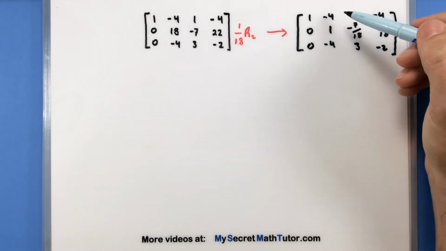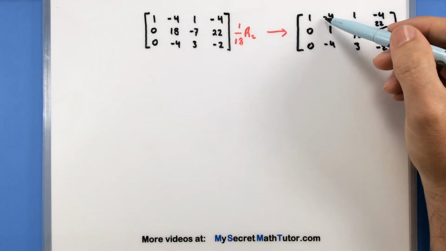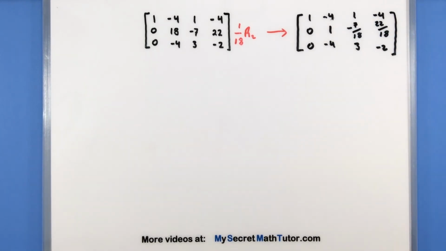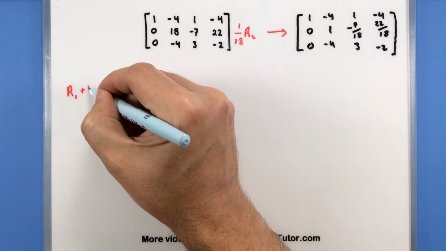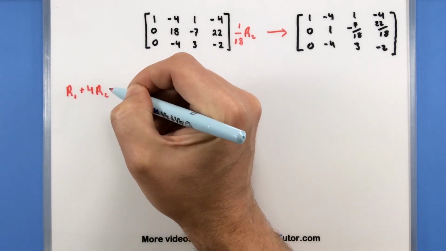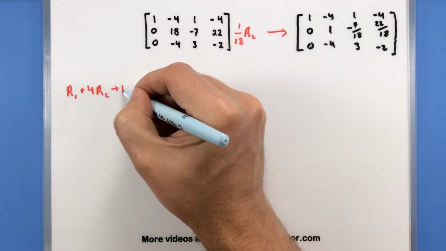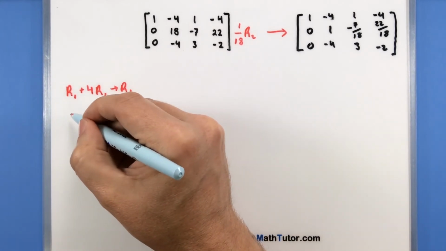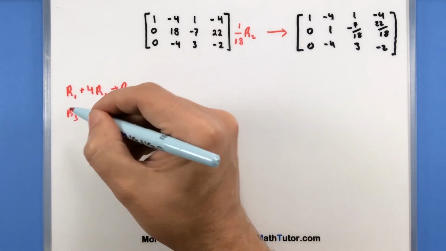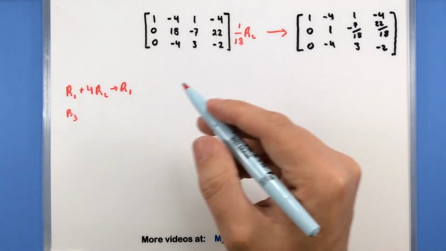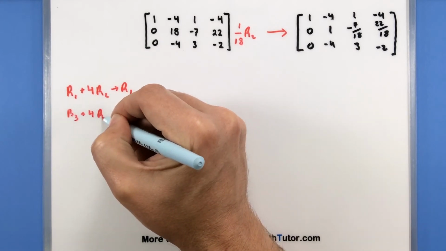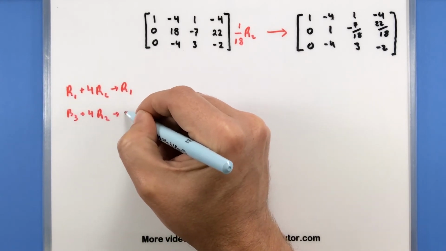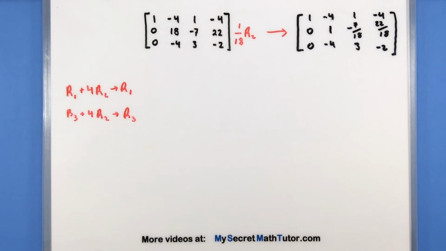Now we have to get zeros everywhere else in the column. That means above the 1 and below the 1. Let's see how we're gonna get those zeros in there. So I can take my first row here. Maybe I'll add 4 times row 2. That seems like a good idea. And that'll become my new row 1. We can also look at row 3. Yep, row 3. And essentially do the same thing. We'll add 4 times my row 2. That'll become my new row 3.